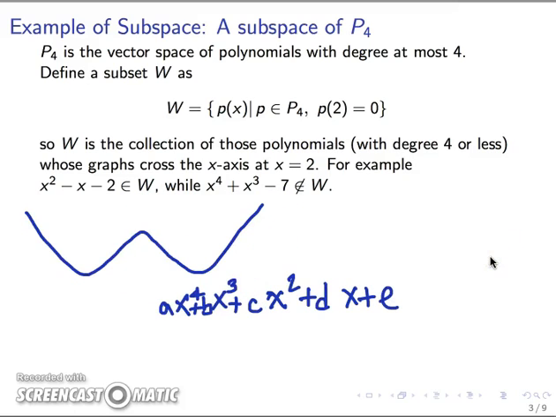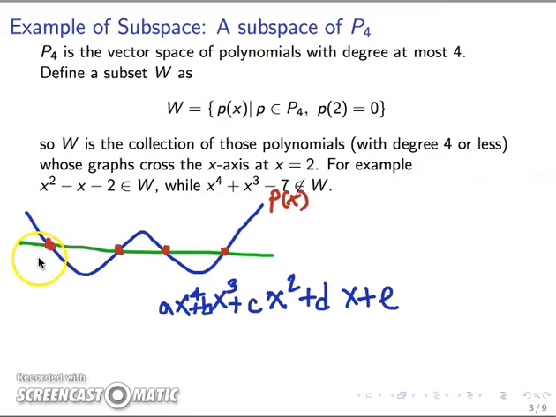A polynomial of degree 4 may look like this. An important thing here is that when we refer to the intersections of this curve with the horizontal axis, if this graph is the graph of a polynomial, say p of x, then these points right here are precisely the points at which we would say that p is equal to 0.